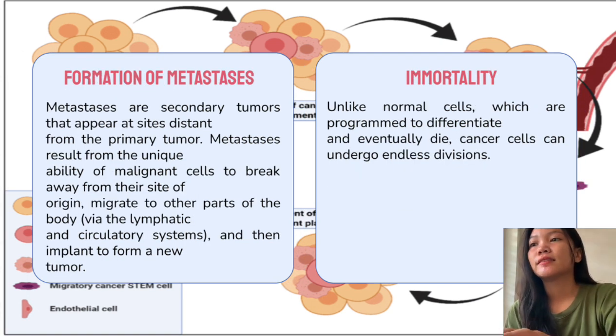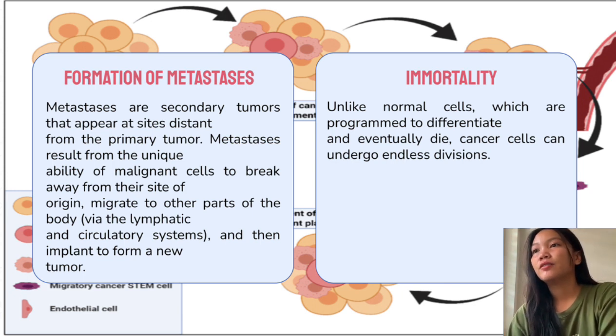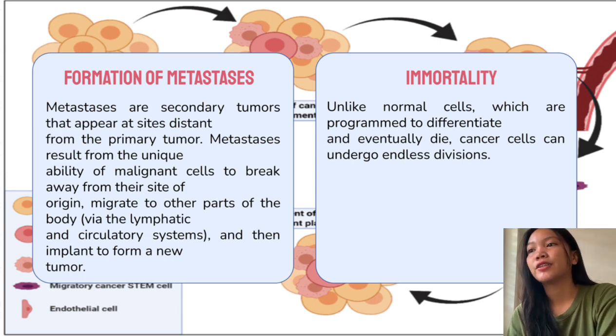Formation of metastases. Metastases are secondary tumors that appear at sites distant from the primary tumor. Metastases result from the unique ability of malignant cells to break away from their site of origin, migrate to other parts of the body via the lymphatic and circulatory system, and then implant to form a new tumor. A metastatic cancer is the same as the primary cancer. For example, breast cancer that spreads to the lung is called metastatic breast cancer and not lung cancer.